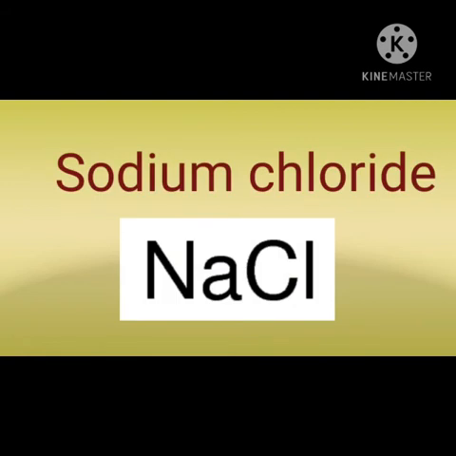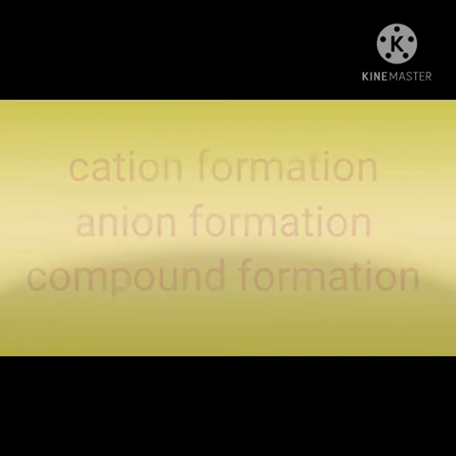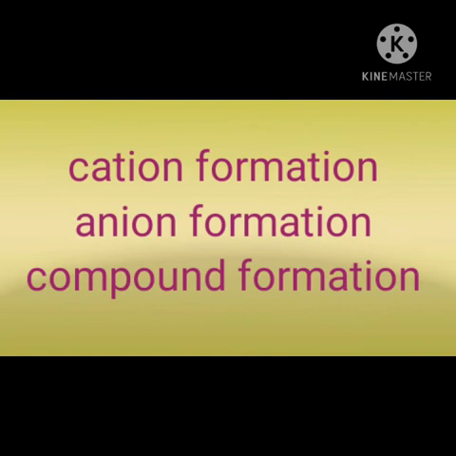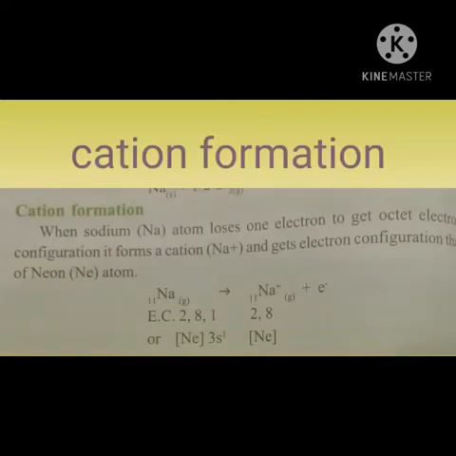Sodium chloride is formed from the elements sodium and chlorine. This formation of sodium chloride we can explain in three steps: first, cation formation, anion formation and the formation of the compound. First, we will discuss the cation formation. How the cation forms in sodium, let us observe.